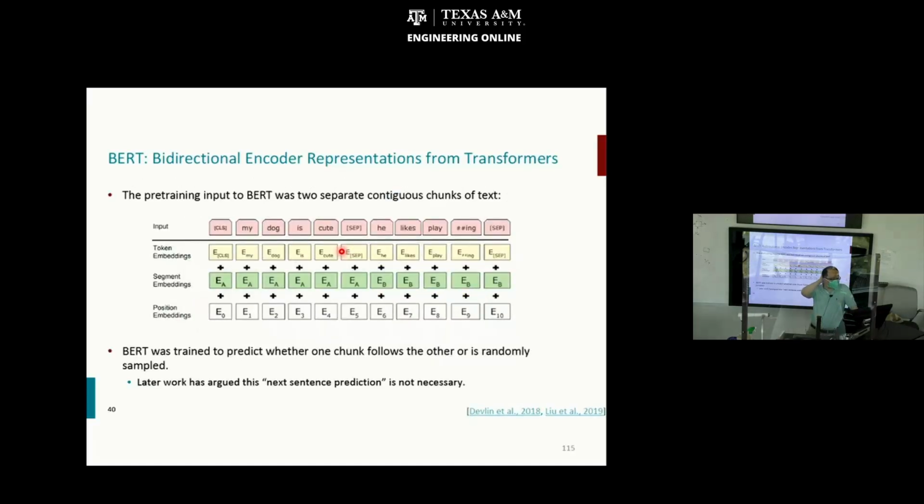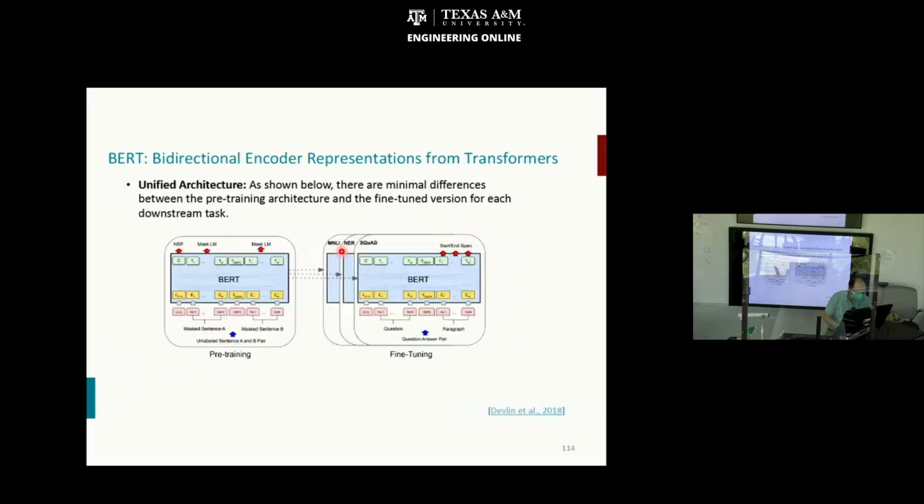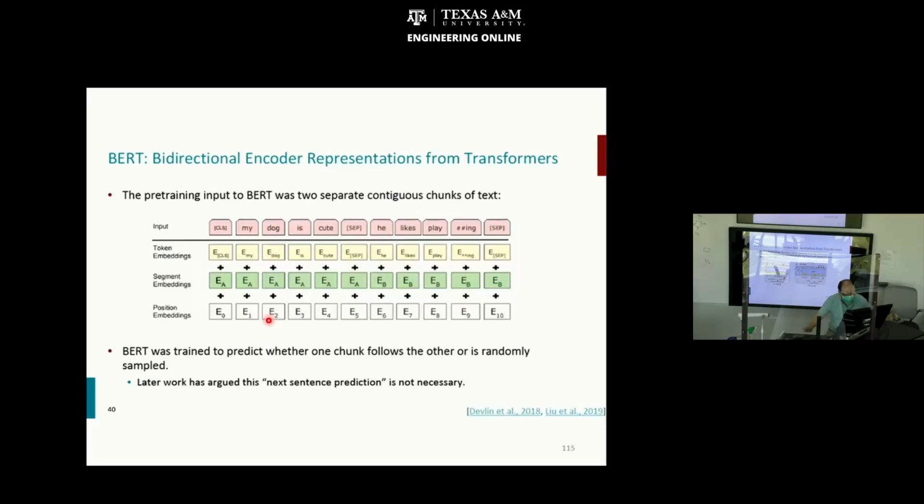Okay, so again, this is something like what I said before, a little bit more detail about pre-training BERT. Again, as we said before, you have a pair of sentences: a starting token, sentence 1, and then a separation, and sentence 2. That's the input. So pay attention to your token embedding, the segment embedding, and the positional embedding, okay?